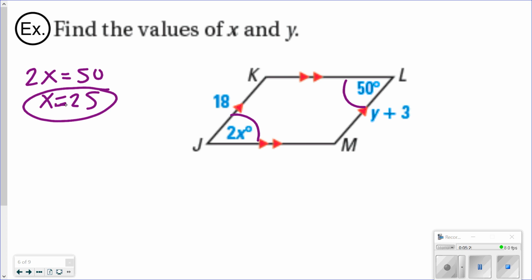Now let's solve for y. Well, we know that the opposite sides are congruent in a parallelogram. So 18 is equal to y plus 3. Subtract 3 from each side. 15 is equal to y.